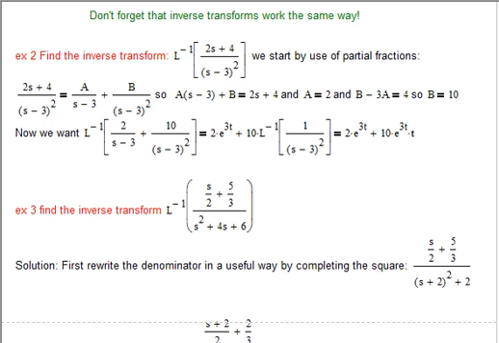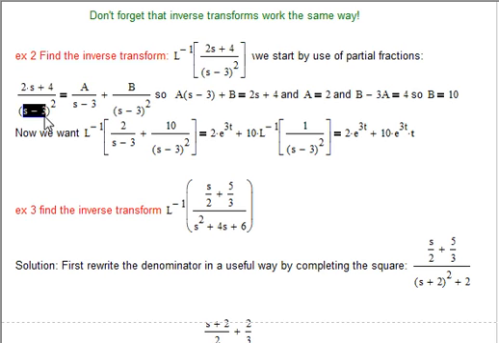Well, it may come as no surprise to you that inverse transforms work the same way. Well, maybe it will be a surprise. So anyway, let's find the inverse transform of (2s + 4) over (s - 3) quantity squared. And of course, we'd start off by using partial fractions.